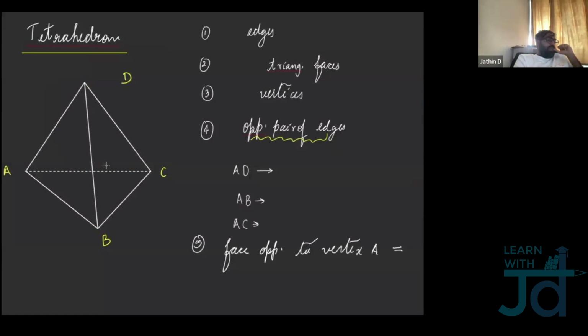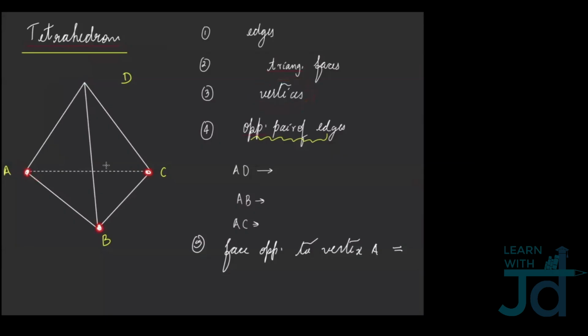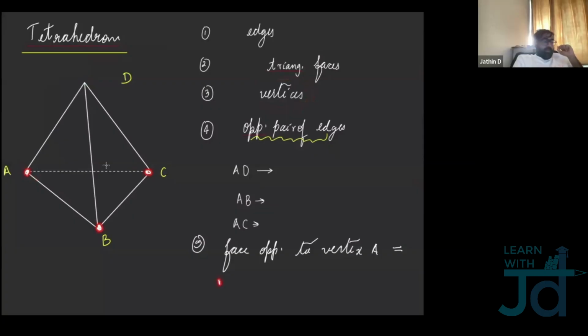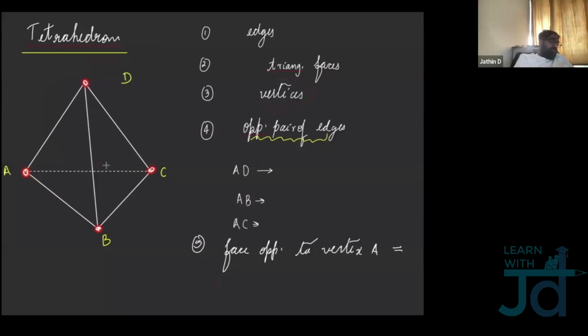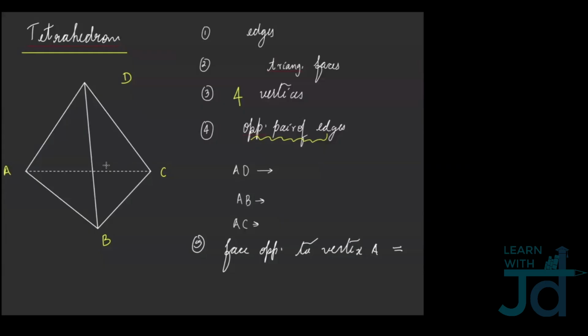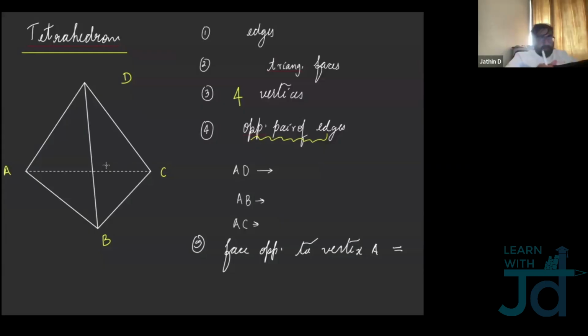So now tell me how many edges it has. First of all, how many vertices does it have? Three vertices form a triangle and then the three are pointed up like this. So how many vertices do you have? 4. Correct. Now all the faces look like triangles. So how many triangular faces do you have? 4. Correct.